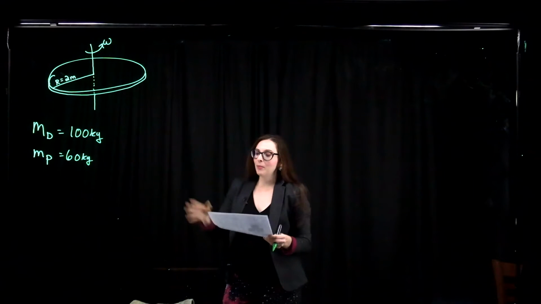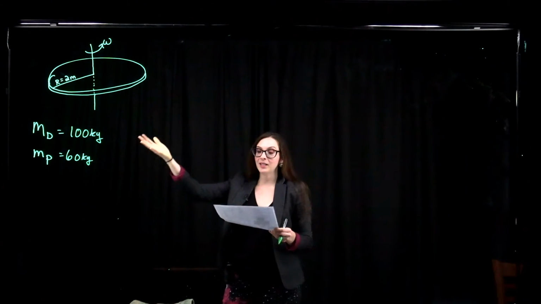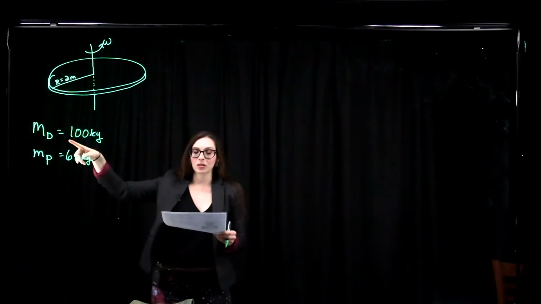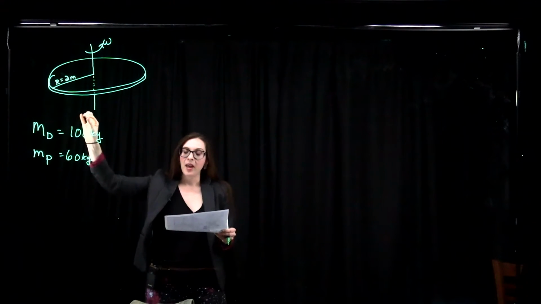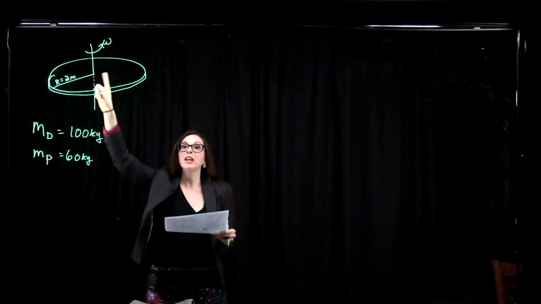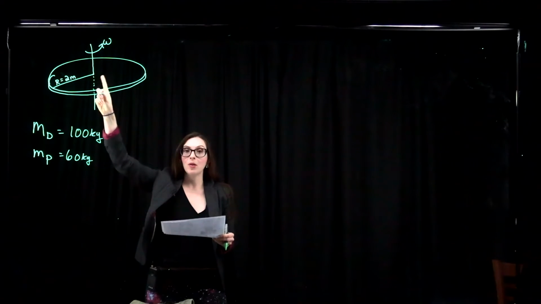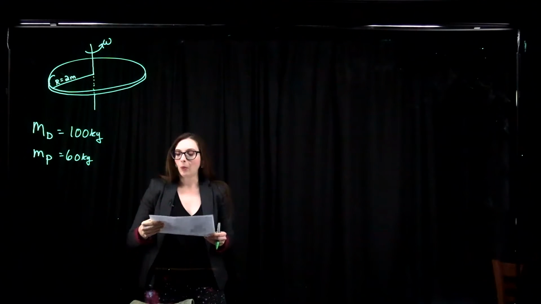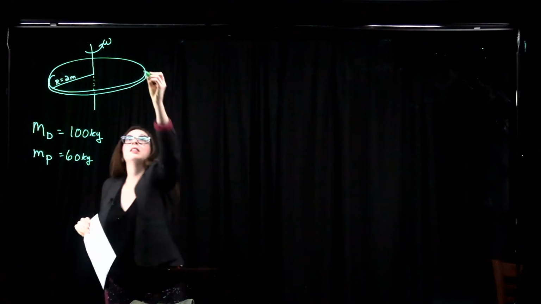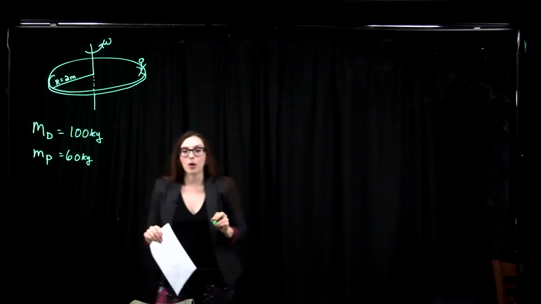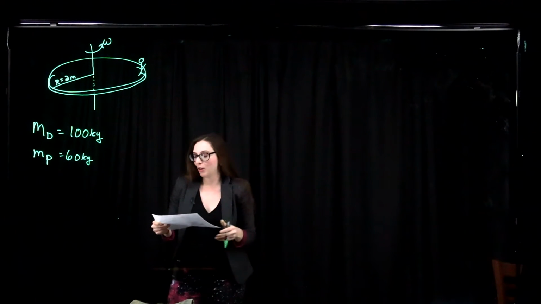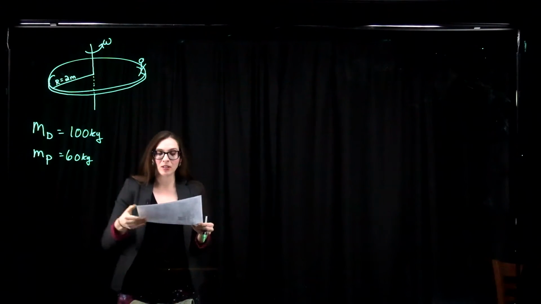So here we have a merry-go-round, which we can model as a disc of mass 100 kilograms and a radius of 2 meters. And it's rotating with an angular speed, omega, about its central axis. Now, we're going to have a person, and they're going to jump on the end of our rotating disc, of our merry-go-round. And that person has a mass of 60 kilograms.